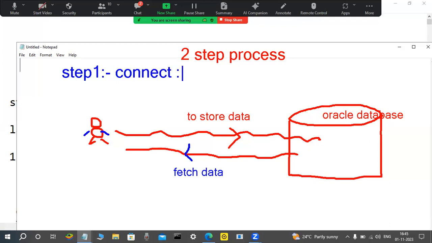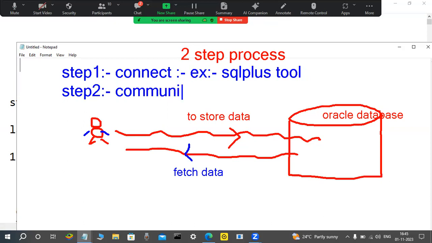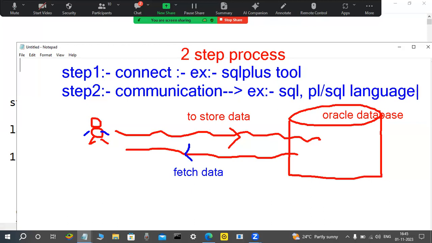In this connect step, we use some tools. What are the tools? SQL Plus is a tool. Toad is a tool. SQL Developer is a tool. I am drawing the diagram so that you can understand. Again, step 2 means communication. Now observe it here. In this communication, which languages are they using? Here SQL and PL/SQL languages they are using.